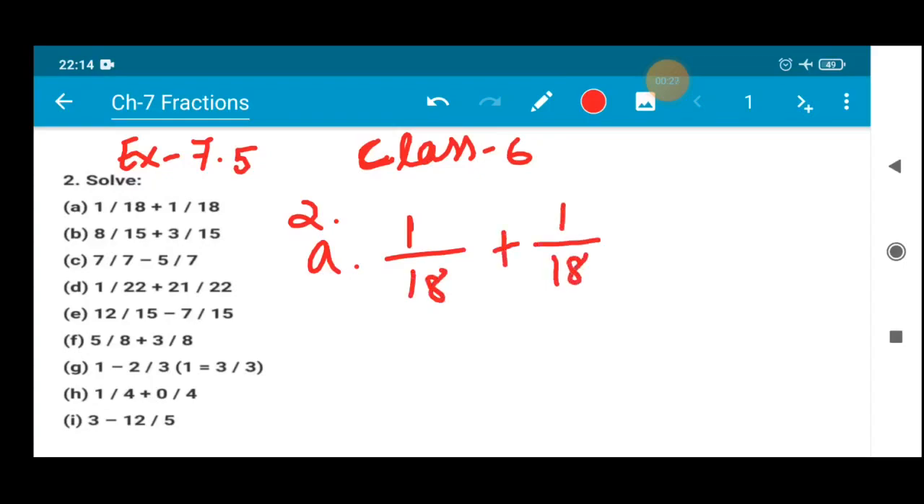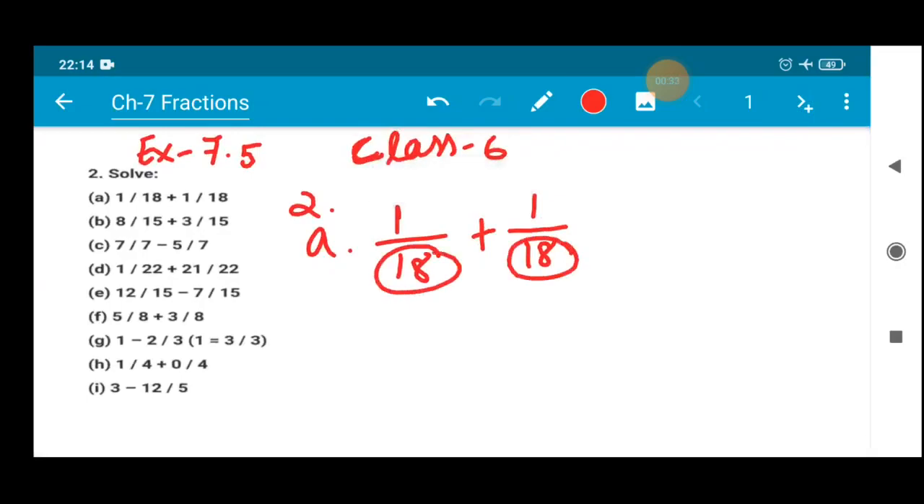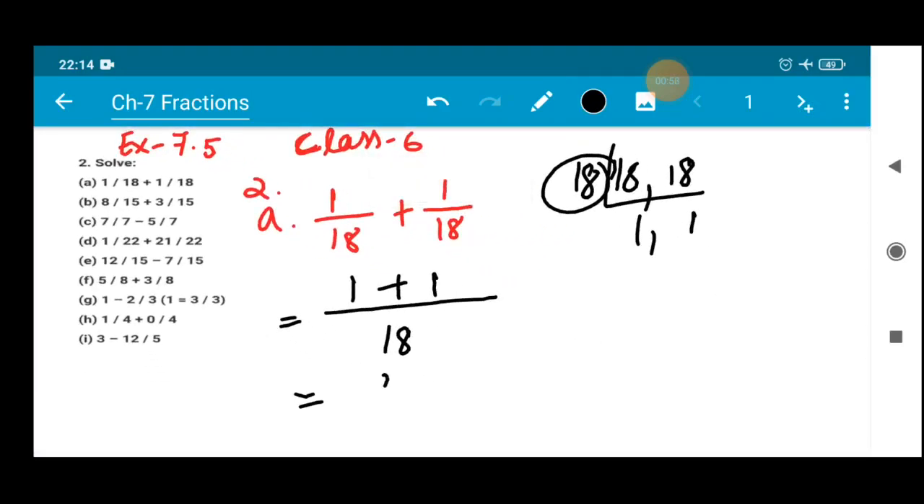1 by 18 and 1 by 18, we have to add it. As you can see, the denominators are the same in both cases. As the denominators are the same, we can write one denominator, 18. If you want to go for the LCM directly, 18 1s are 18, so directly we can write 18 as the one denominator. When you have the same denominator, the numerators can be added directly, 1 plus 1. So the value we get here is 2 divided by 18, or you can reduce this into simplest form, which is 1 by 9.